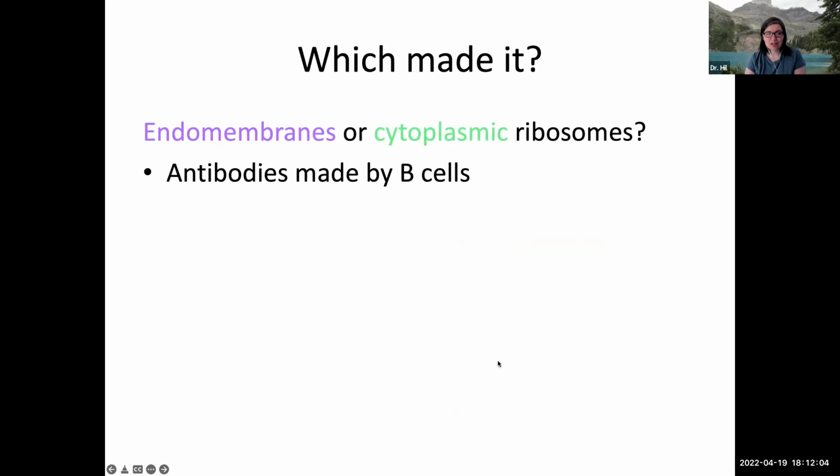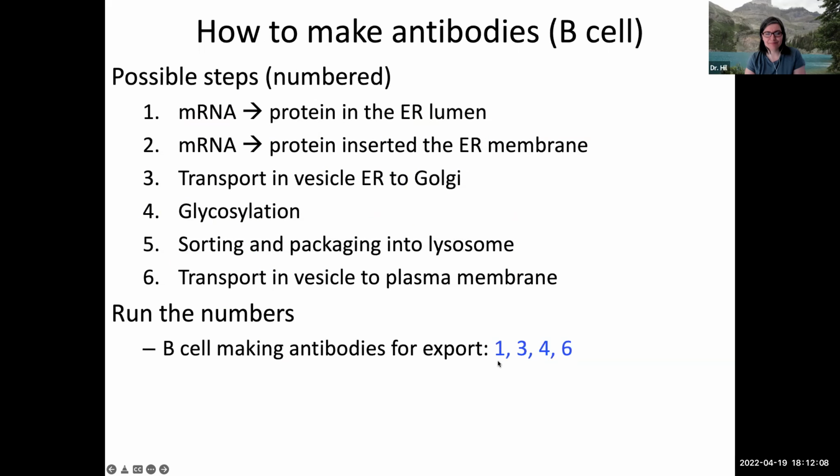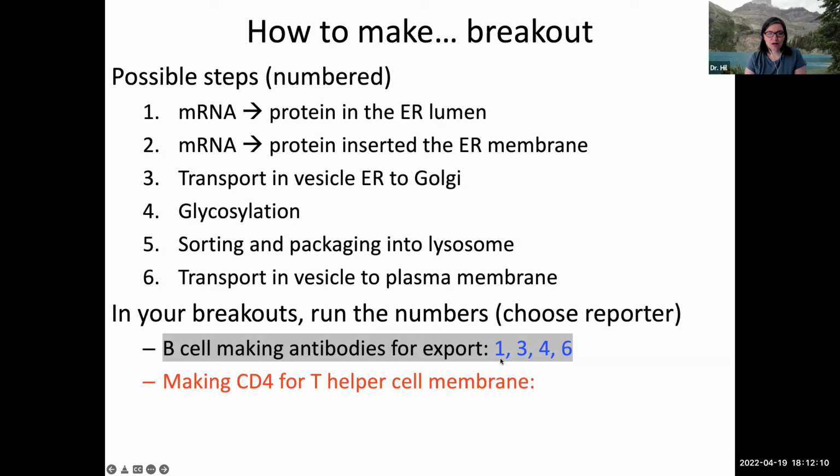Okay, so with that understanding of how this works and what we're trying to accomplish here, we're going to do another one. And for this one, I'm going to send you to breakouts to talk to other people. I'm going to give you a minute to think about it before you go.